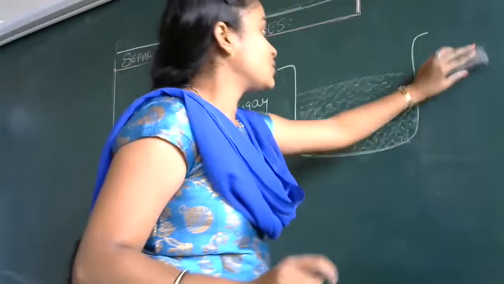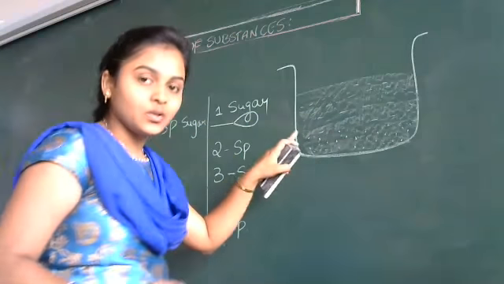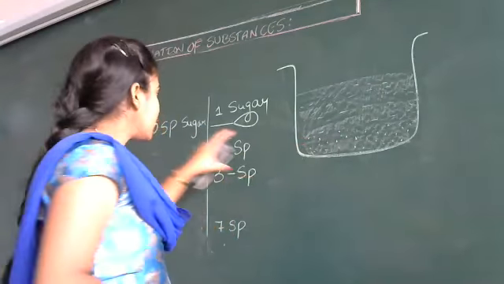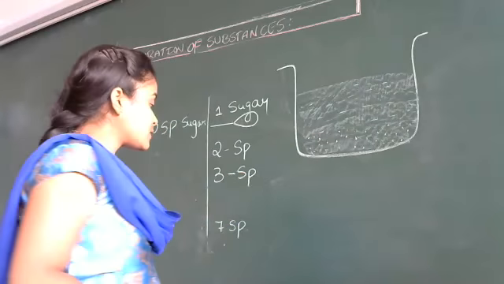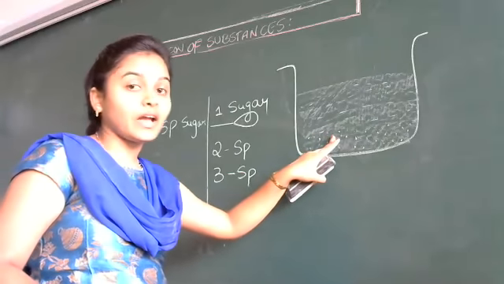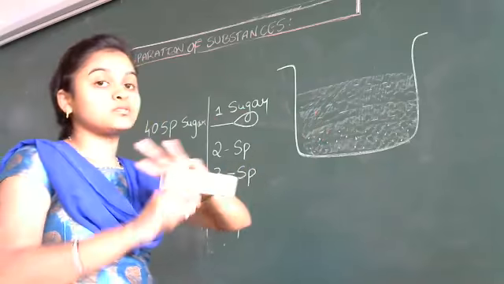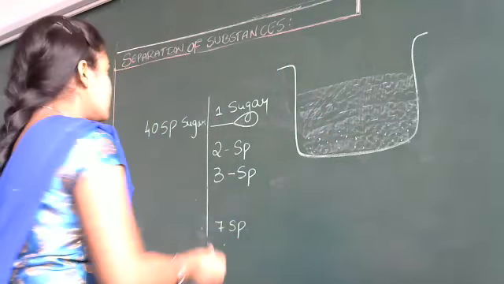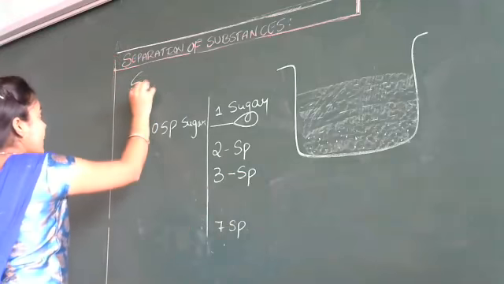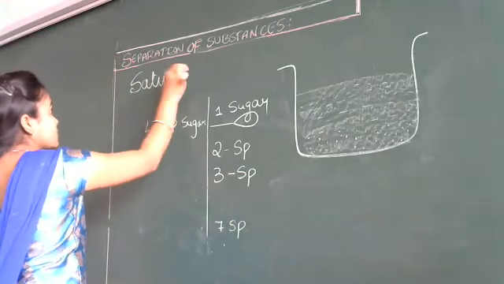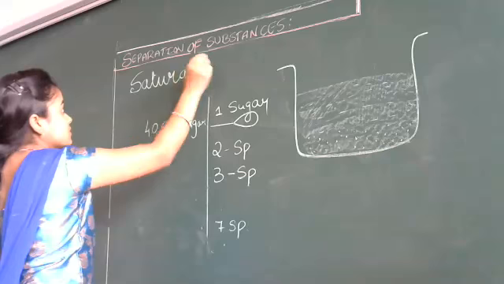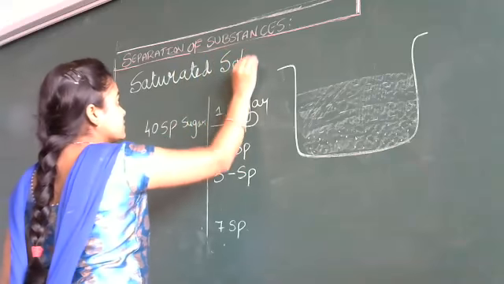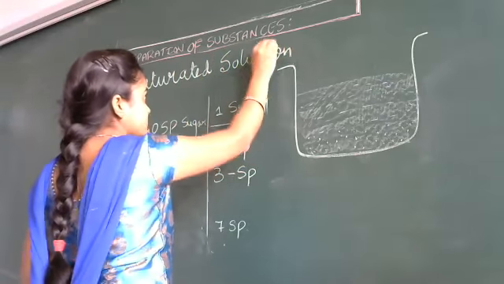So whatever solution where we have added these 40 teaspoons of sugar, where the water has not dissolved it, such solutions we call a saturated solution. What is it called? Saturated solution.